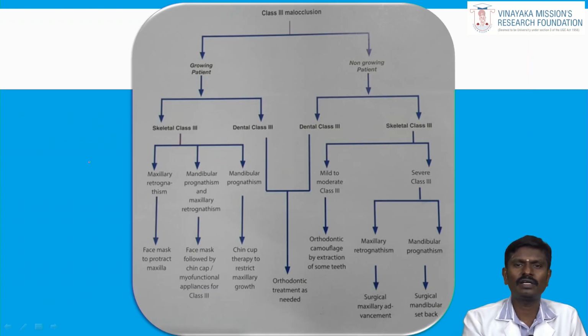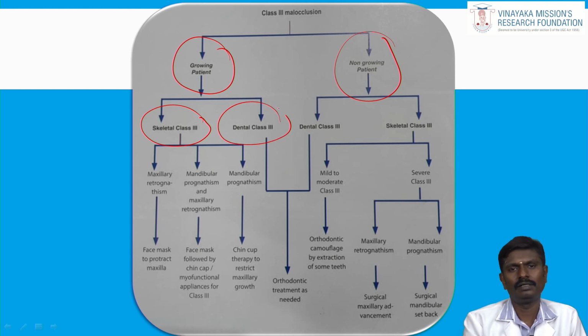If you get a patient of class 3 malocclusion, the first thing you have to see is whether the patient is growing or non-growing. This is the main thing you should see. If the patient is growing, you have to find out whether it's skeletal or dental. If it is dental, you can do only the orthodontic treatment. That is the most important thing. You have to differentiate skeletal or dental. If it is dental, you can finish it with only the orthodontic correction.